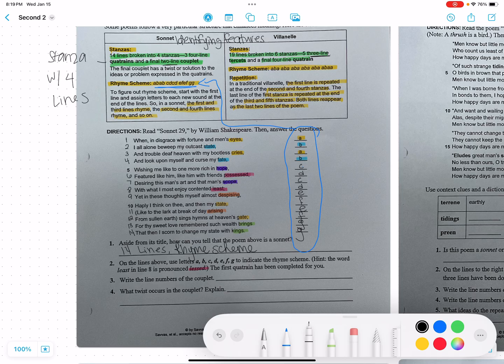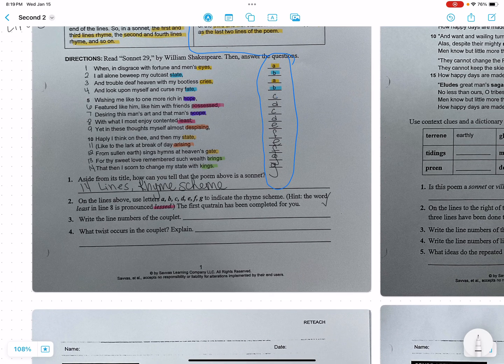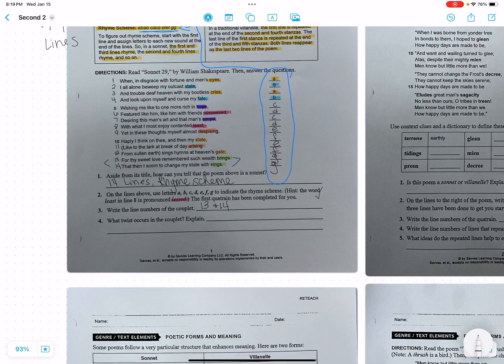Now, we've already done number 2. We've already done the rhyme scheme. Okay, a little check mark. Write the line numbers of the couplet. So the couplet is down here at the bottom. Okay, so it would be 13 and 14. And I'm going to skip number 4 for now, and I'm going to come back to it later.